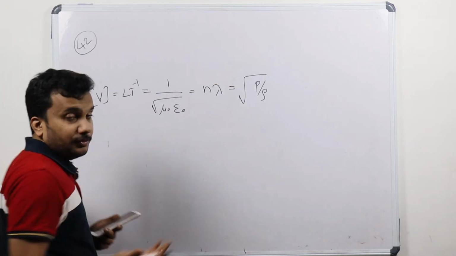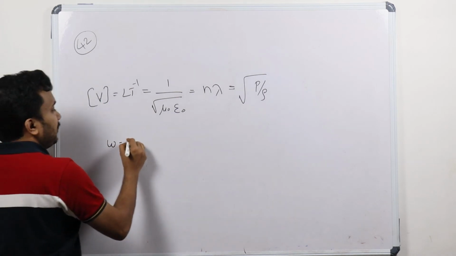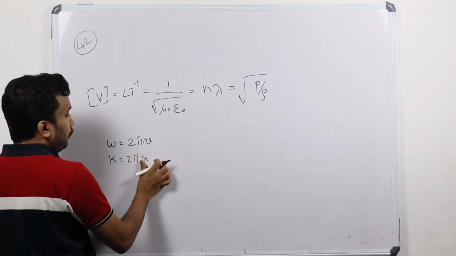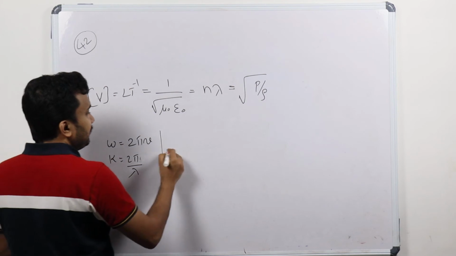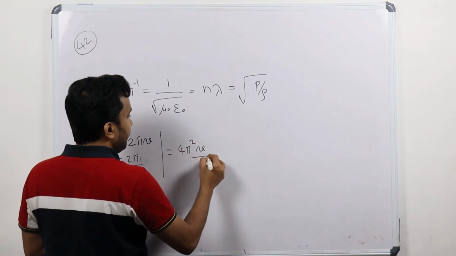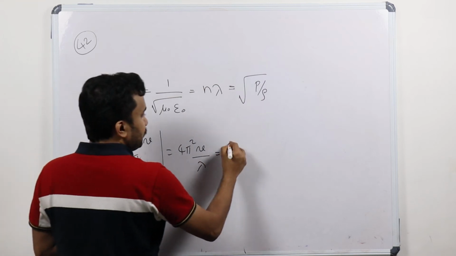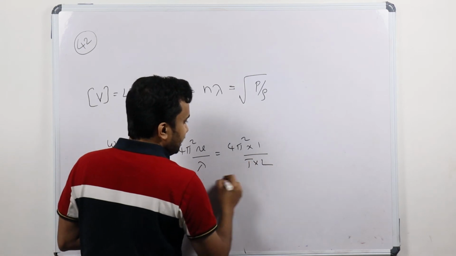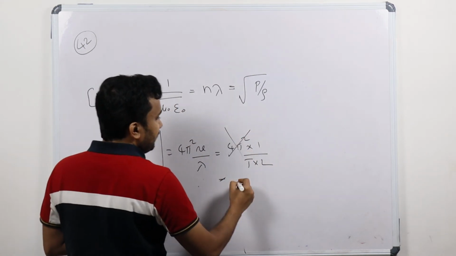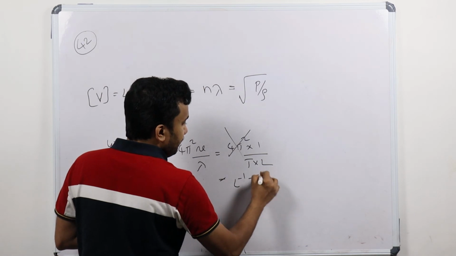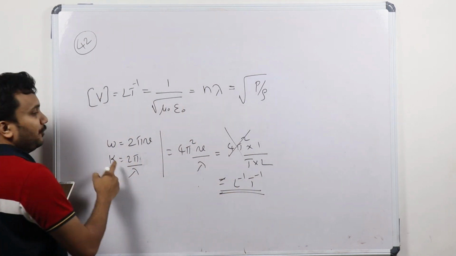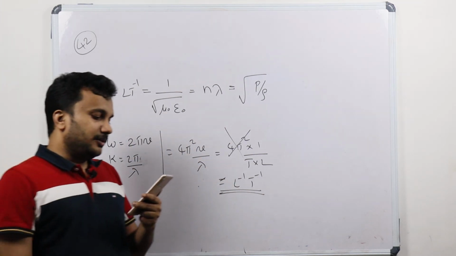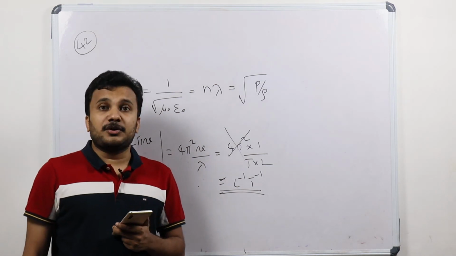So omega k. So how to find out the dimension of omega k? Omega means what? 2 pi nu frequency. Okay, k means what? 2 pi by lambda. If you are multiplying these two, what you will get? 4 pi square nu by lambda, you will get it. Nu means 1 by time period. Lambda is length. So that 4 pi has no dimensions. Okay, so it become L power minus 1, T power minus 1. This is the dimension formula of omega k. This is not same as the dimension formula of velocity. That's what option D is the correct answer for question number 42.